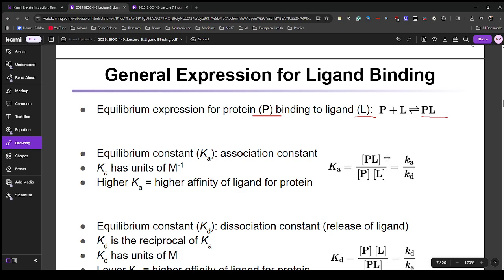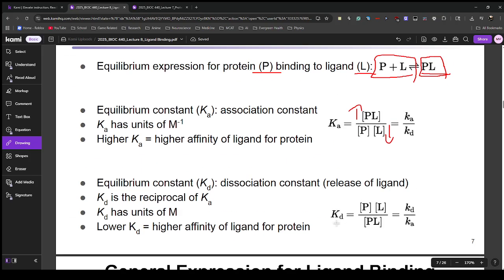If we're trying to look at the association constant, we're going to look at the production, how much of this is present versus how much of this is present. And that'll tell us the affinity of any given ligand, right? So if we have a lot of this complex and very little of this in our solution, we know that this enzyme or protein has a very high affinity for its ligand, right?